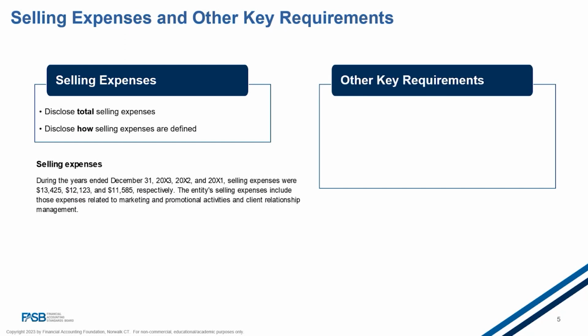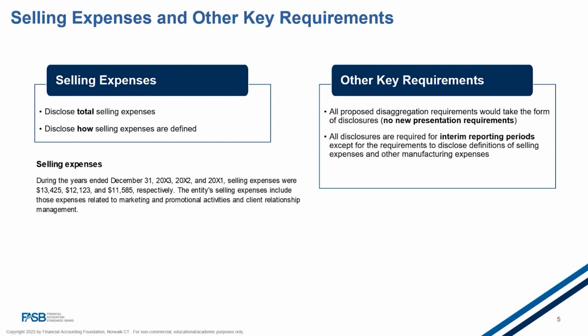It's important to highlight that the proposed update would not establish any new presentation requirements. All the proposed disaggregation requirements would take the form of disclosures in the notes to financial statements. Additionally, most of the new disclosures would be required in both annual and interim reporting periods to provide investors with timely information about these expense and cost categories. However, the requirements to disclose definitions of selling expenses and other manufacturing expenses would only be required for annual reporting periods.